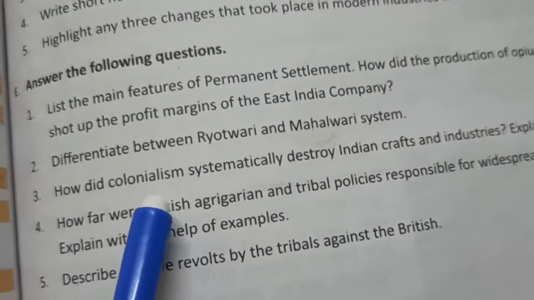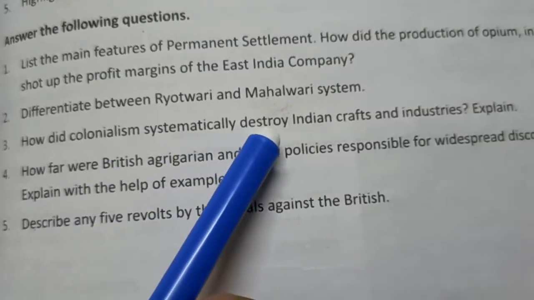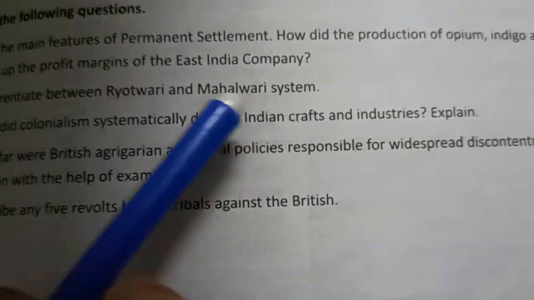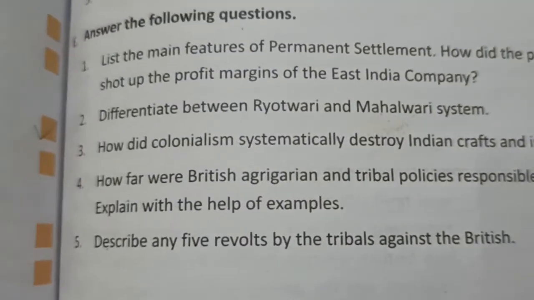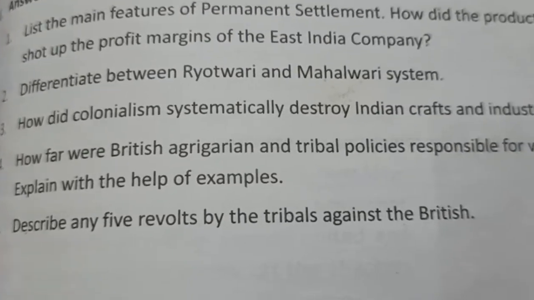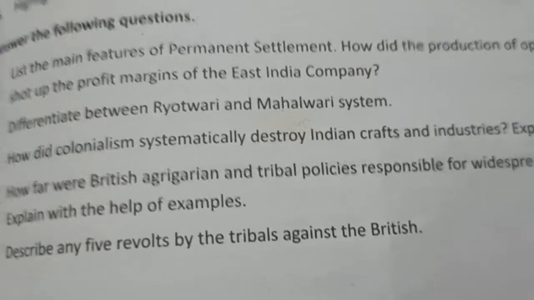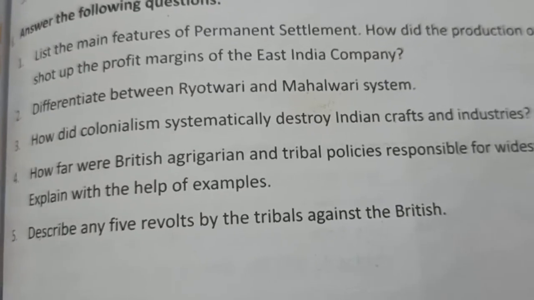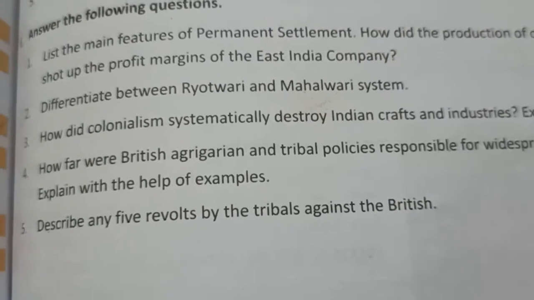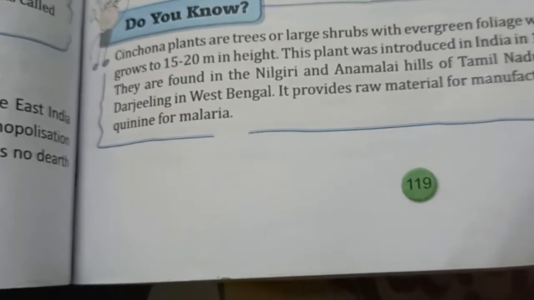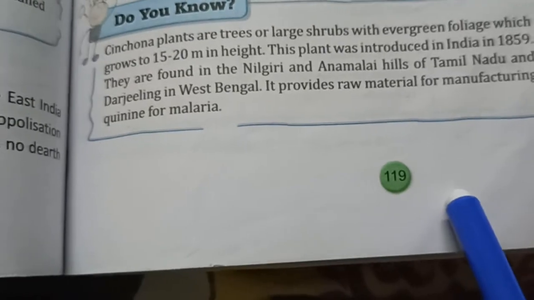Third question is, how did colonialism systematically destroy Indian crafts and industries? You have to explain it. We all know Britishers destroyed our Indian crafts and industries also. That only we have to explain in this question. And for this answer, take out page number 190.